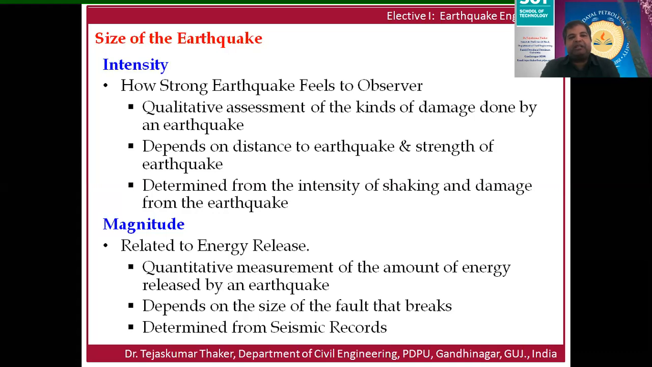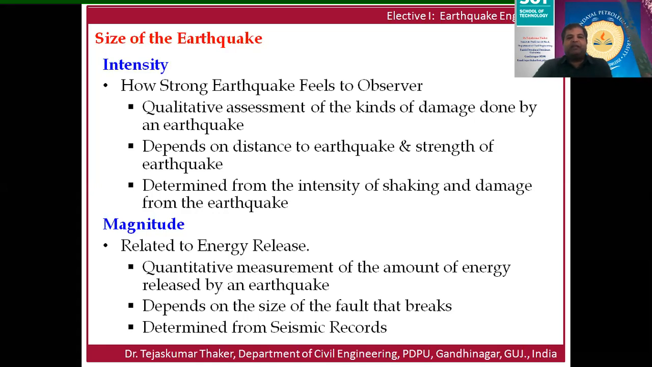The second very important characteristic of the intensity is that it depends upon the distance to the earthquake and the strength of the earthquake. For example, if I talk about the Bhuj earthquake, then the nearer you are to the epicentral region of the Bhuj earthquake, you will find more damage and more intensity that the people might have felt. Similarly, in regions far away from the epicentral region, like Ahmedabad, which is almost a 250-kilometer radial distance away from the epicenter of Bhuj, probably in comparison to the epicentral region, Ahmedabad felt a little less intensity of the earthquake.